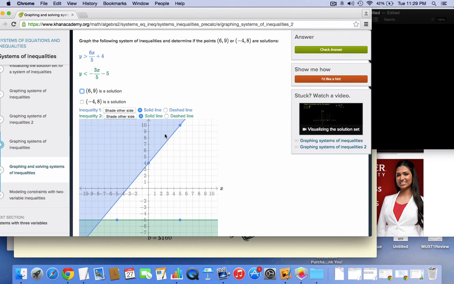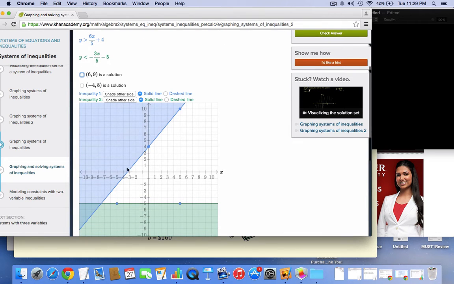Where is the solution set? Is the solution set above or below the line? And we can look at that by looking at the inequality sign. Here, the value of y is greater than the y values on the points on this line. So we want to shade above this line.